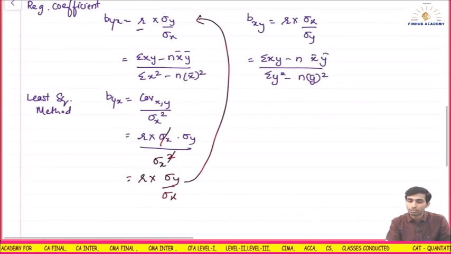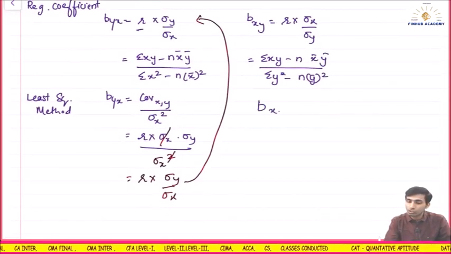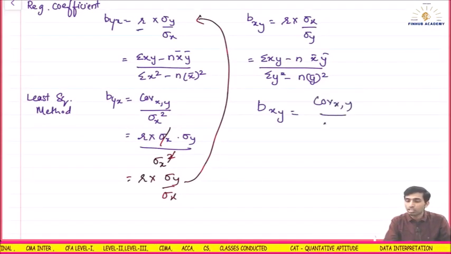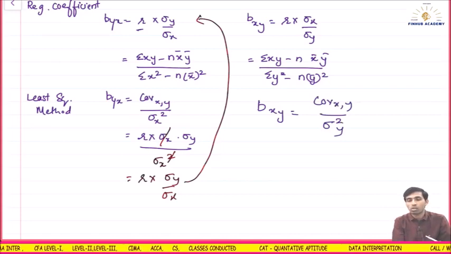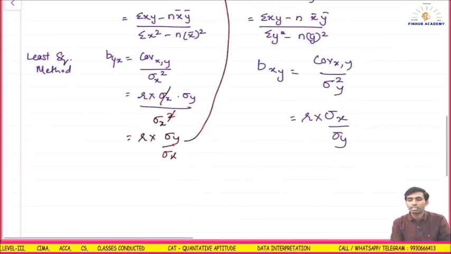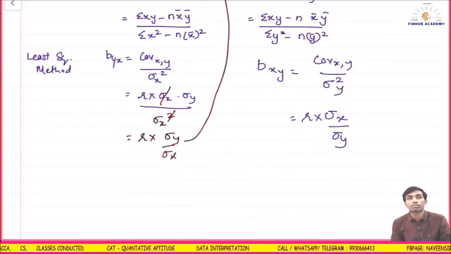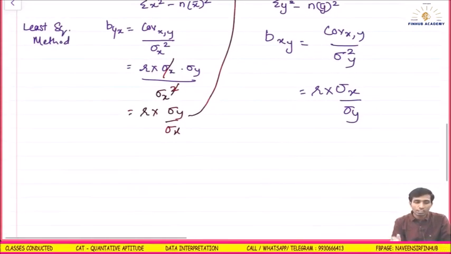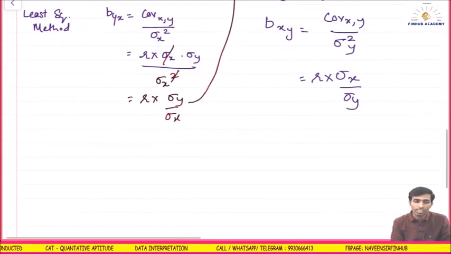Fine. So here also I am directly writing that b x on y is covariance x comma y upon variance of y. Ultimately the formula will be r into standard deviation of x upon standard deviation of y. x on y means standard deviation of x will be in the numerator. Please be careful. Okay, this is the least square. Fine.